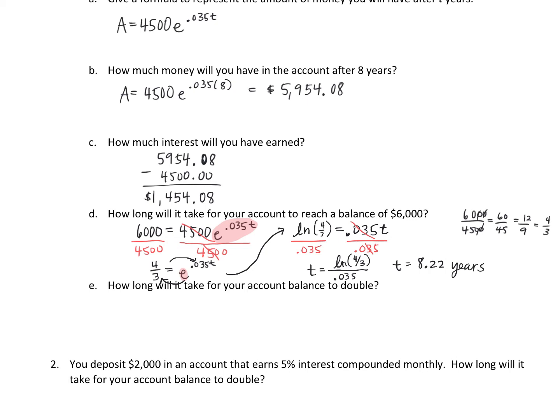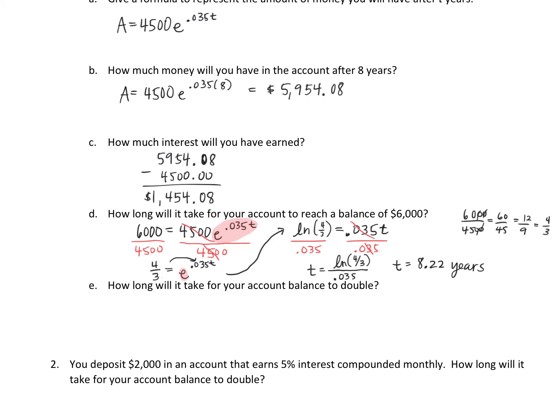In part E, we have: how long will it take for your account balance to double? So you can see that we're still trying to find the amount of time. But this time it doesn't give us a number. It just wants to know double. So what we want to do is consider the original amount. Originally we deposited $4,500. So double means times 2.